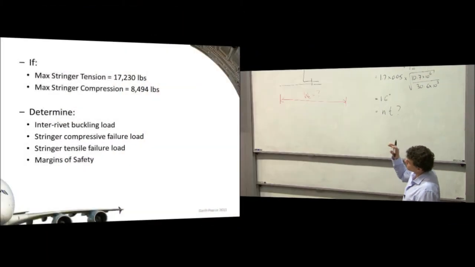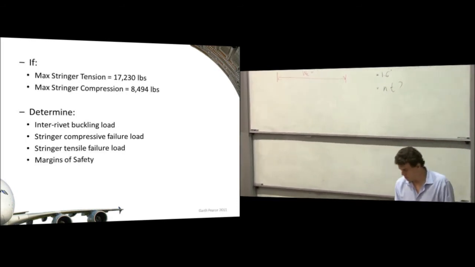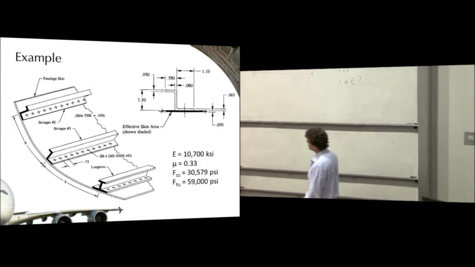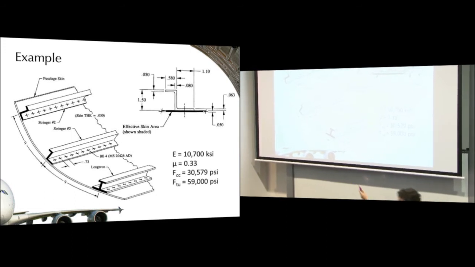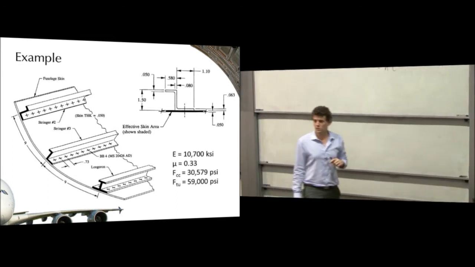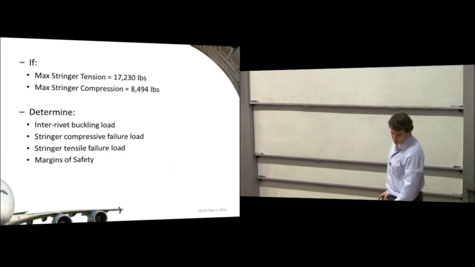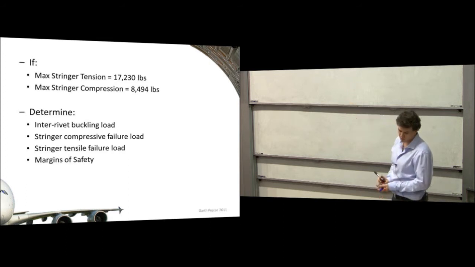So we can't answer all of these questions yet, but this is a typical kind of problem with a stiffener, and it's directly applicable to your assignment and potentially directly applicable to exam questions as well. You've got stiffened structure, you've got your skin, you've got a stiffener attached to it. You know your compressive loads because you've calculated your compressive loads in the structure from your bending stresses. Once you've got your compressive loads, you need the allowables to compare it to. And the allowables are the inter-rivet buckling stress, the compressive failure load for the stiffener, tensile failure load for the stiffener, and any margin of safety that may be there.